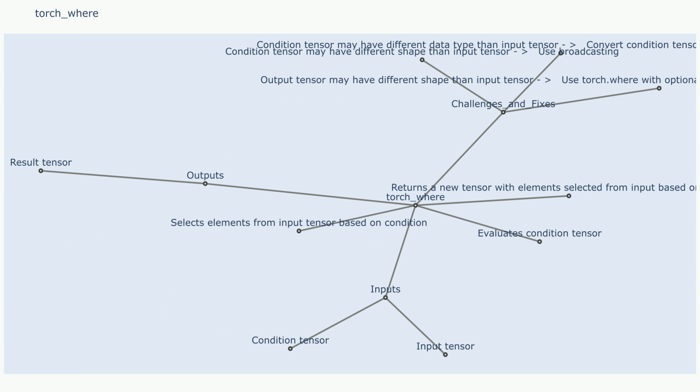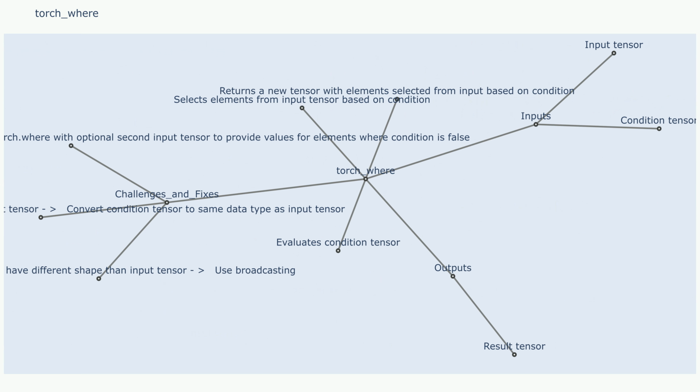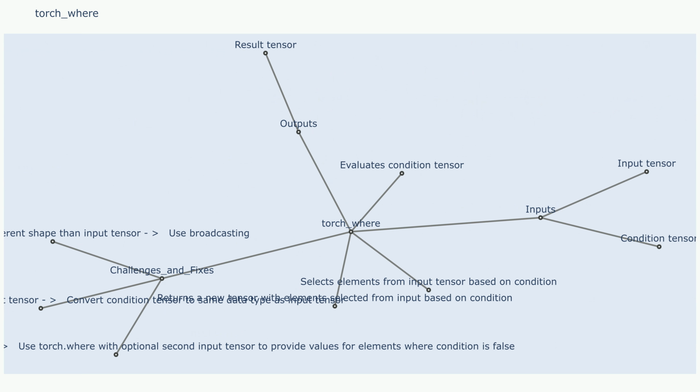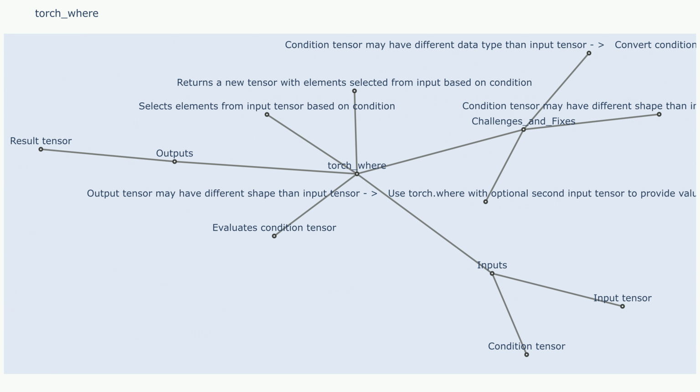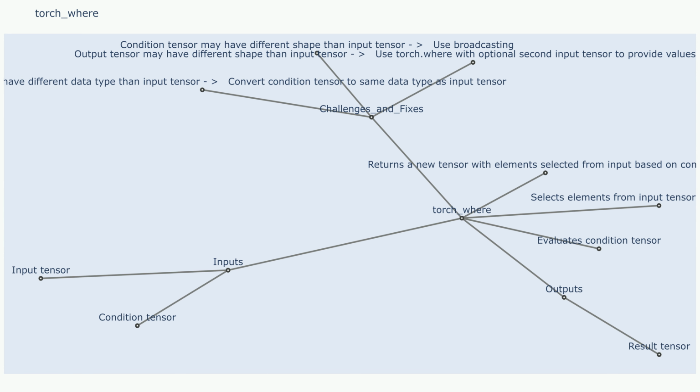Challenges and fixes. Challenge 1: ensuring that the shapes of the condition, X and Y tensors are broadcastable. Sample use case that resulted in challenge 1: trying to apply torch.where with tensors of incompatible shapes, resulting in a runtime error. Fixes to challenge 1: use torch.broadcast_shapes to check for broadcast compatibility before calling torch.where. If necessary, reshape or expand the tensors using torch.reshape, torch.view, or torch.unsqueeze to ensure broadcast compatibility.